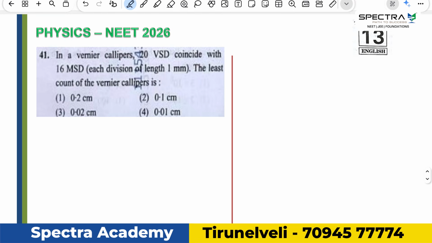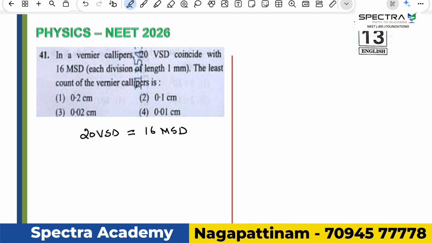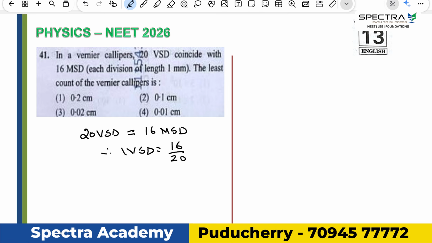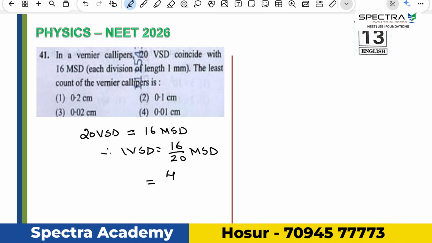What they have given to you. This is based on vernier calipers. In a vernier calipers, 20 VSD coincides with 16 MSD. So therefore, what is the value of one vernier scale division? It is 16 divided by 20 main scale divisions. So you will get it as 4 by 5 main scale divisions.